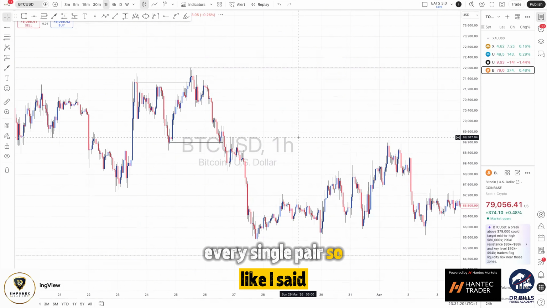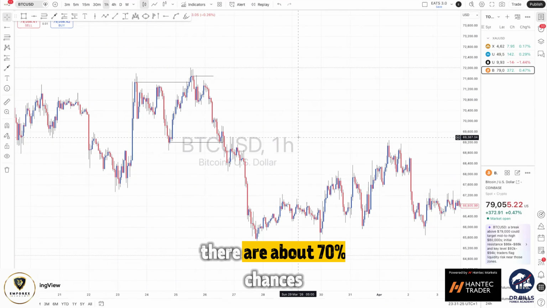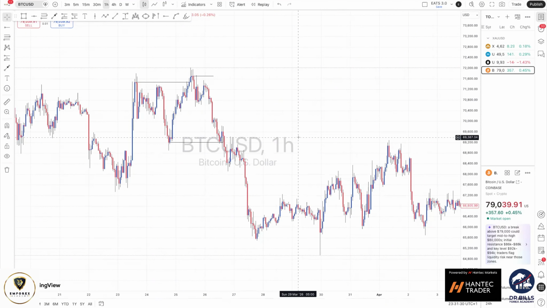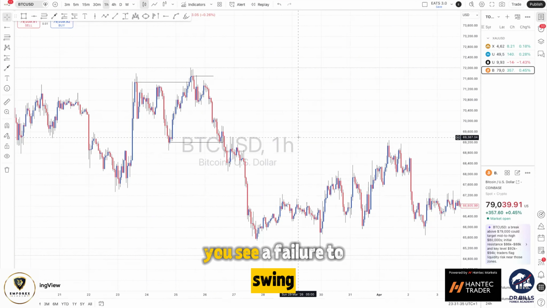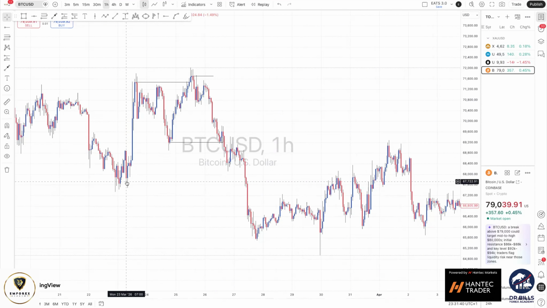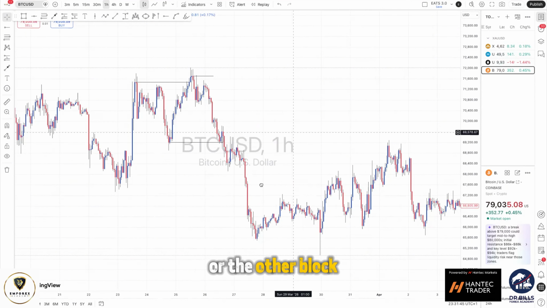So, like I said, whenever we have a failure to swing, there are about 70% chances that we might most likely expect a reversal. Okay. So you need to take note of that. Whenever you see a failure to swing, wait for price to take out the high that caused that failure to swing, and then wait for either the breaker block or the other block.